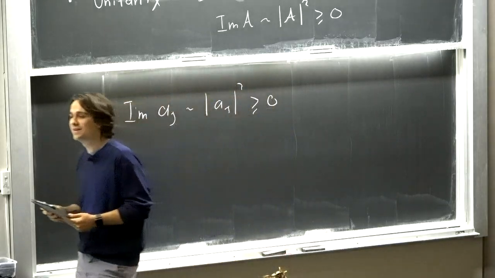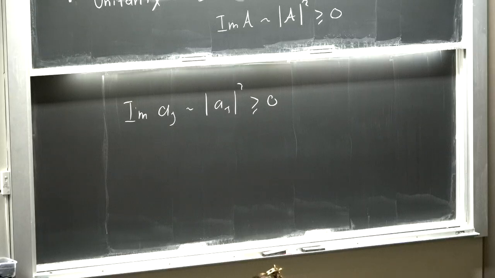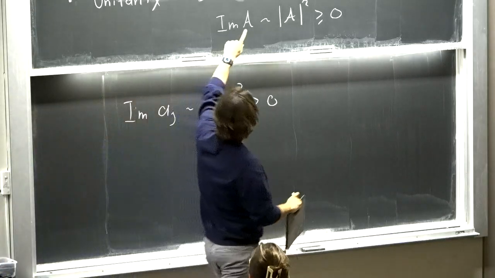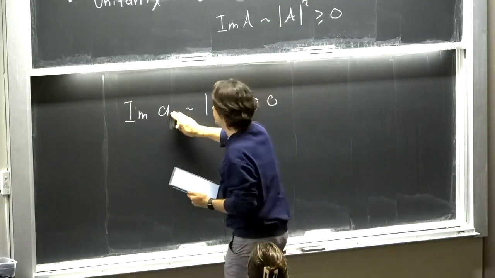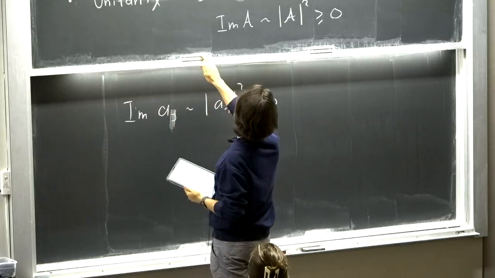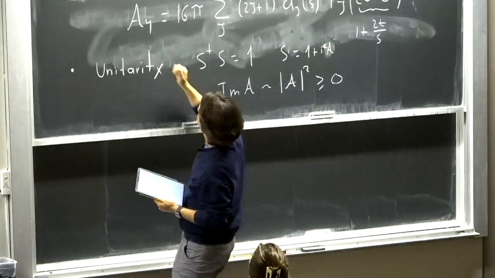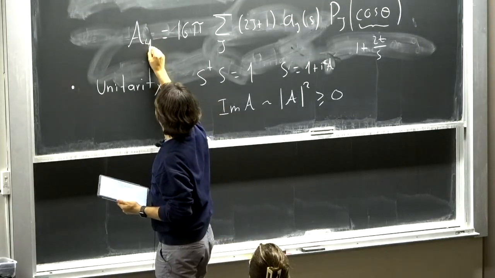Yes? I was just wondering what the subscript on the A is there. Here, it's J. On the left side, capital A there. Oh, capital A. Ah, it's a 4-point amplitude.